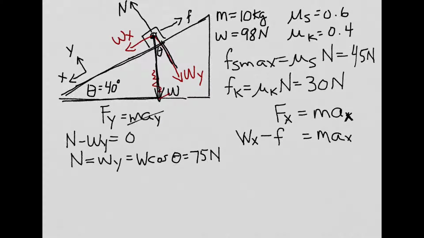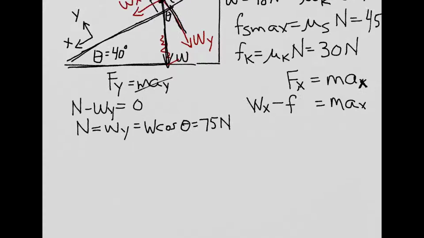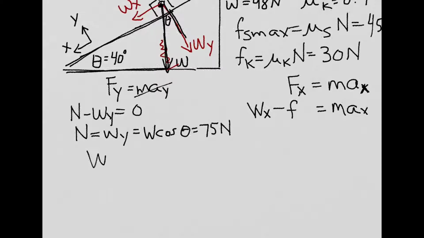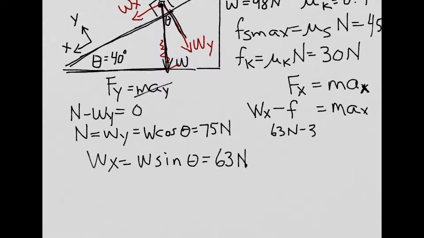How big is Wx? Wx equals W sine theta, where theta is 40 degrees. If I calculate that out, that's 63 newtons. So in this situation, I have 63 newtons down the ramp. I have 30 newtons of kinetic friction up the ramp. That equals MA, which is 10 kilograms times A.